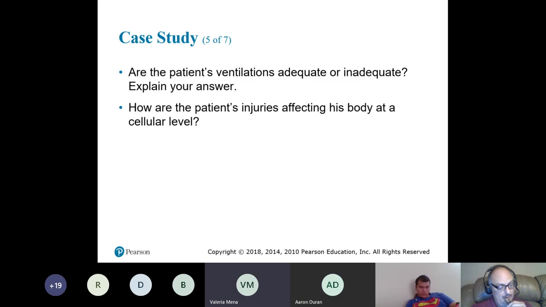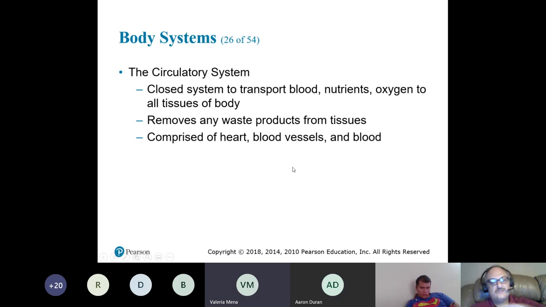Having trouble breathing, which is causing a lack of oxygen. There you go. Good. Yeah, there's decreased oxygen level going to the cells. Good. Very good. Okay. So we've reached the circulatory system, so we'll break here.